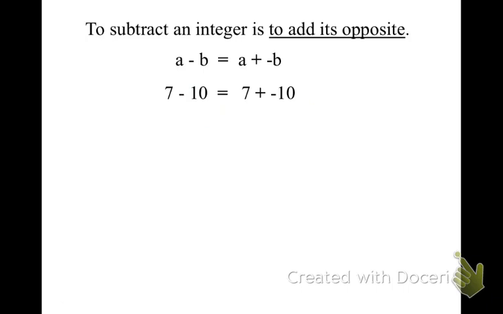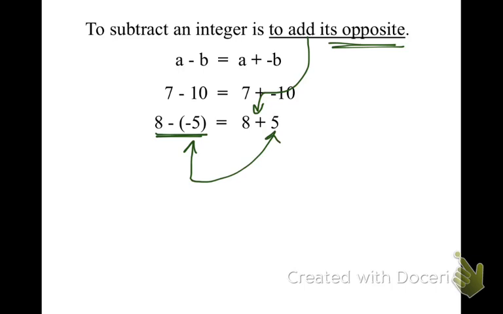Now, let's look at our second example. What happens when you have that double negative? I went a little fast, but what's 8 minus a minus 5? I'm adding, so I have to add its opposite. If I started with a negative 5, I end up with a positive 5. That's when we have those double negatives, they end up turning positive.